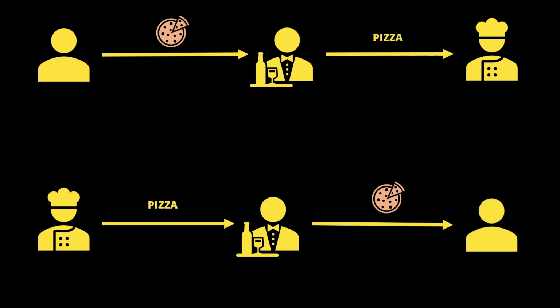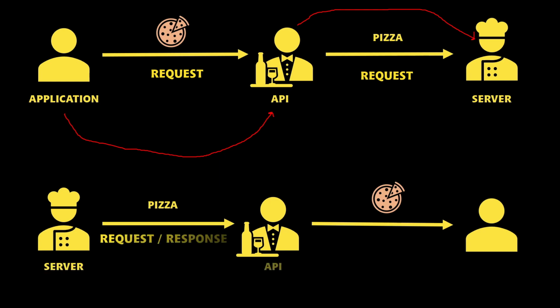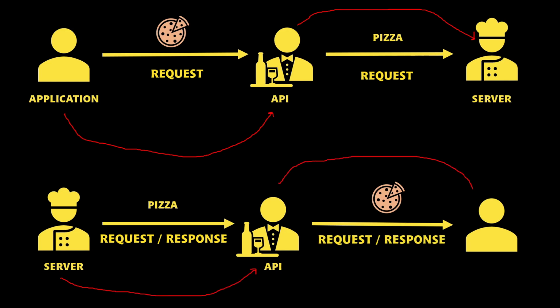What happened? In general, you can think of yourself as an application, the waiter as an API, and the server as the cook. So here things get interesting. What happens here is this application sends a request, in this case pizza, to an API, and the API delivers that request to the server or any other application. In return, the server, which is the cook, returns the response to the API, and then the API sends that back to the user, which is the application itself.